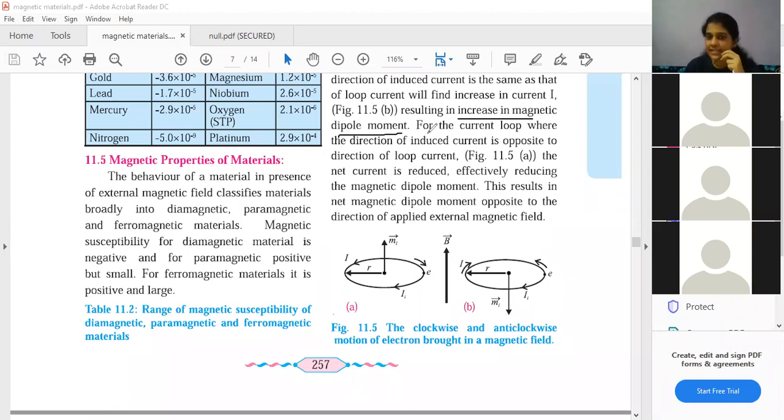Okay, let's see the next point. For the current loop where the direction of induced current is opposite to the direction, like the first diagram. Okay, the induced current is in opposite direction to that of that original current. Okay, the net current is reduced because both the currents are in opposite direction. Current का value कम हो जाएगा, so this will reduce the magnetic dipole moment.